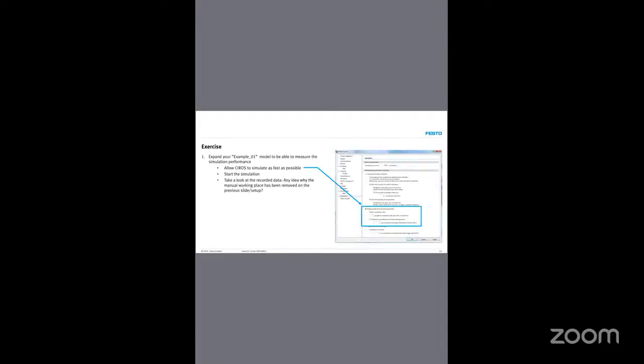So how to remove the manual working place? Because if a manual operator is there in the simulation, they have to wait. So we cannot test the maximum speed.